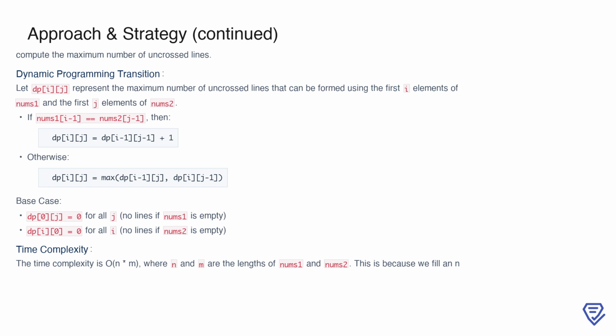If they do not match, we have two options: either skip the current element in nums1 or skip the current element in nums2. In this case, dp[i][j] is the maximum of dp[i-1][j] and dp[i][j-1].